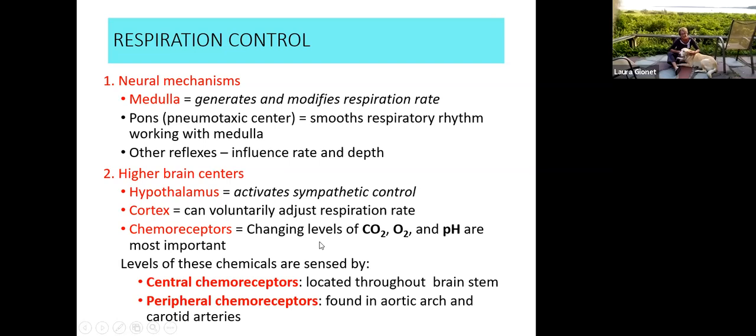Chemoreceptors are found both centrally and peripherally. Remember, you have peripheral chemoreceptors with those baroreceptors in the carotid arteries and the aorta. But we also have central chemoreceptors throughout the brainstem. Depending on what they are specifically responding to, maybe carbon dioxide or oxygen levels or pH and those hydrogen ions, the signals from those chemoreceptors may stimulate the medulla oblongata to either increase or decrease respiratory rates.